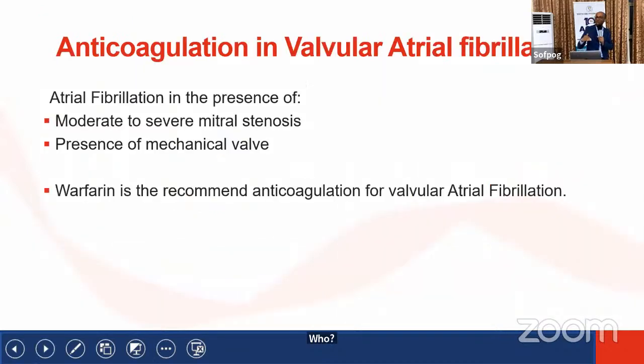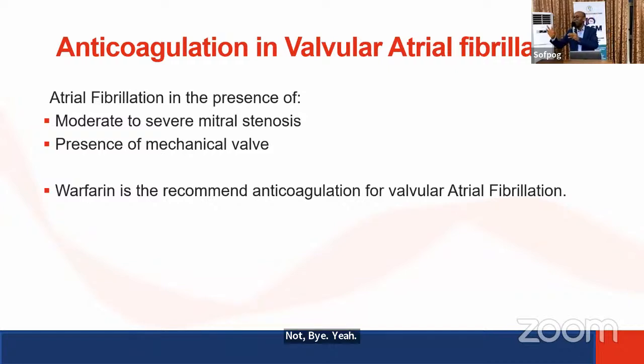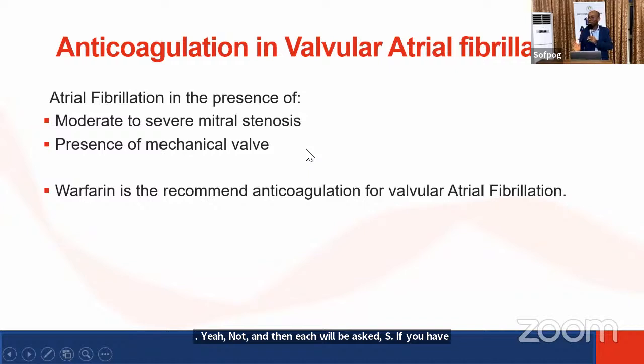Now let's look at anticoagulation in valvular atrial fibrillation. The first one was non-valvular. This one is valvular. That means that the atrial fibrillation has a valve component. There is a valve problem that is causing the atrial fibrillation. For example, if you have severe mitral stenosis, the blood is not entering the left ventricle, so eventually it stays in the left atrium, and then the atrium becomes irritable, and then you can get atrial fibrillation. In such instances, your choice is warfarin. There's no argument. If you have atrial fibrillation with moderate to severe mitral stenosis, your choice is warfarin.